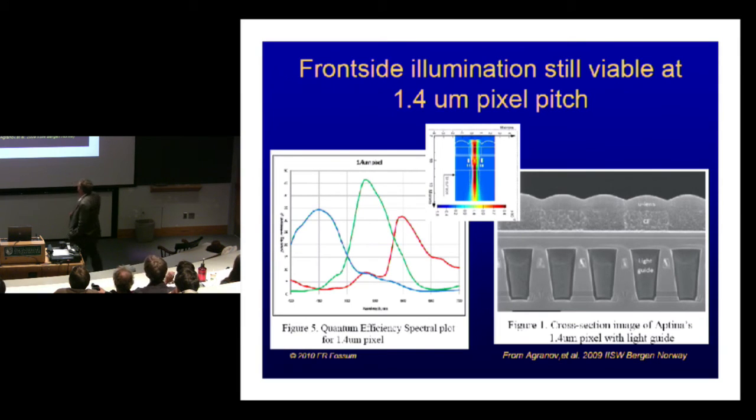So this is what a cross-section of a chip looks like these days for a 1.4 micron pixel. This is from Aptina, my grandchild company. There's microlenses on the top, color filter, right? This is an SEM photo, so that looks a little bit funky. But the material for the microlenses is usually some kind of polyamide type material, not glass.